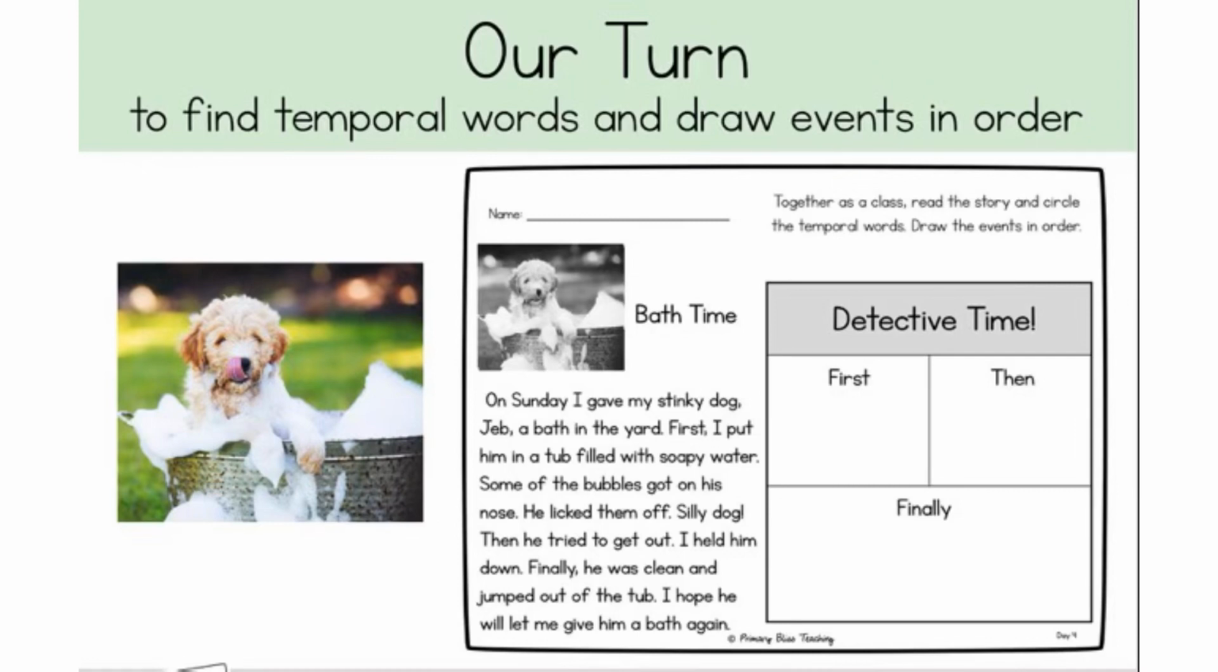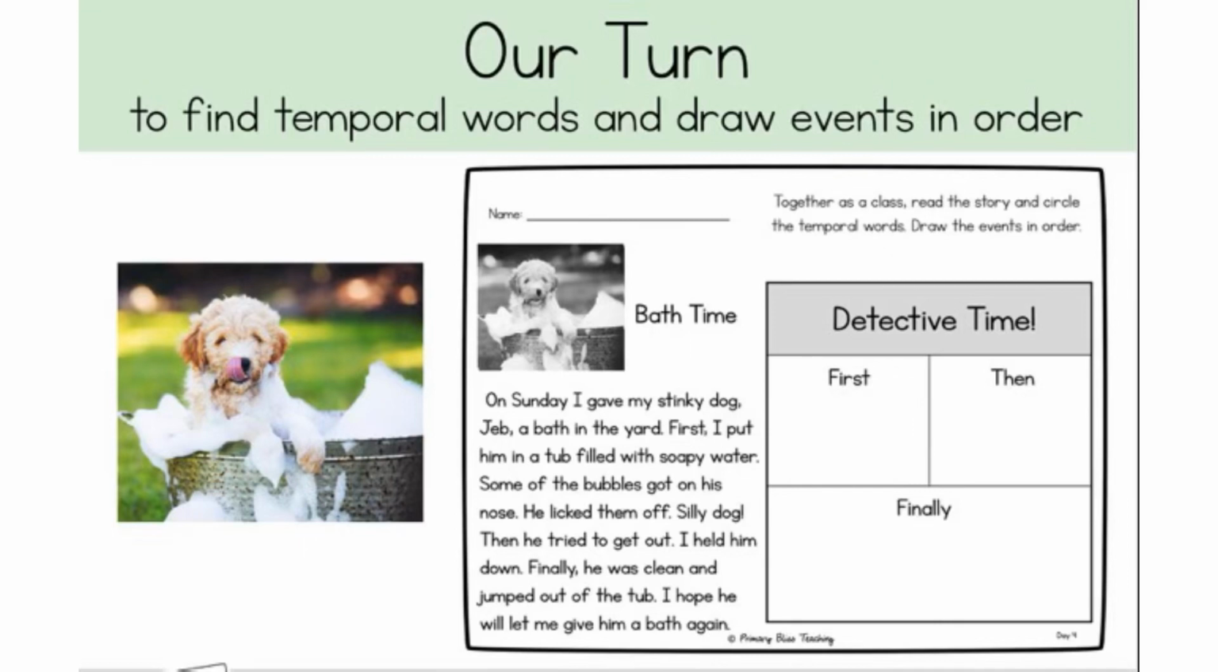So, what are the words that tell us what's happening next in the story? For example, the author or the narrator said, first I put him in a tub. First would be our very first temporal word, and that's telling us the first step. What's our second one? Can you find it? Then he tried to get out. That was his second step. The word then was our second temporal word. The last temporal word that tells us what happens in the steps is finally. It says finally he was clean and jumped out of the tub.